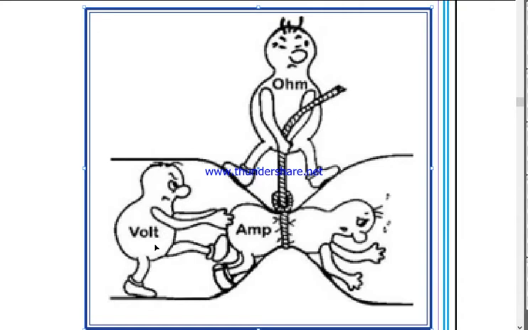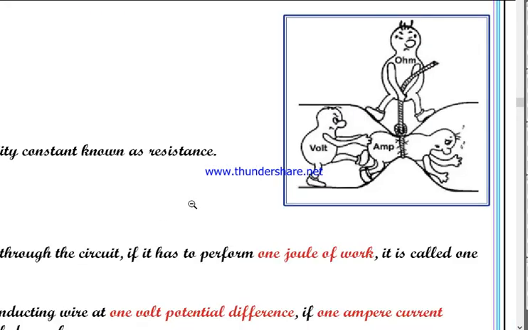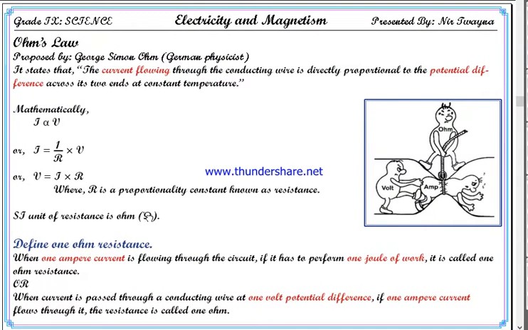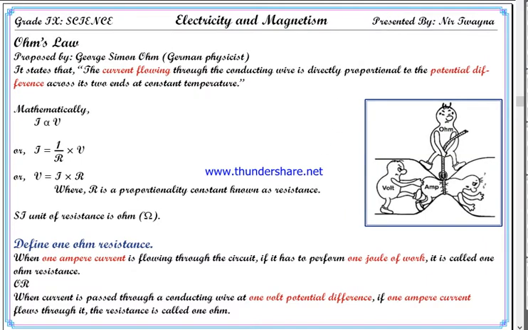If there is more potential, then you can see that more current would flow. If there is less potential, then you can see less current would flow. And what is the restricting factor here? That is resistance. Understood this diagram? If you do understand this diagram, then let us go through the statement.